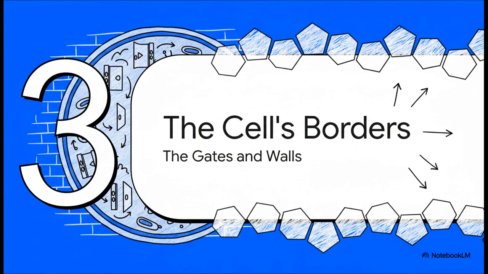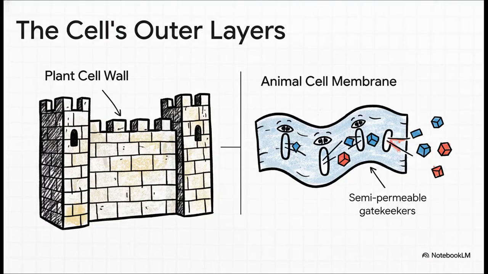All right, let's officially start our tour of an animal cell. Just like any great city, a cell has its own defenses, its own gates to control what comes in and what goes out, and we're starting right at the edge. Now, if this was a plant cell, the first thing we'd hit would be that super tough cell wall, kind of like a big fortress wall.